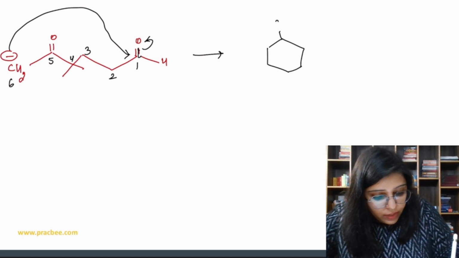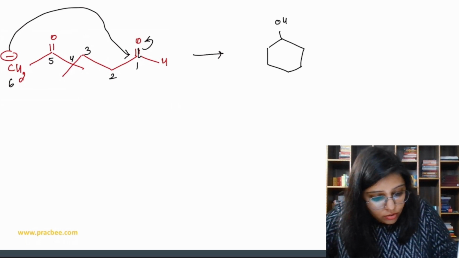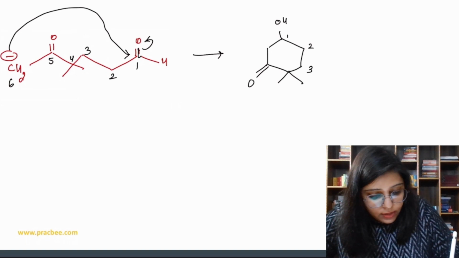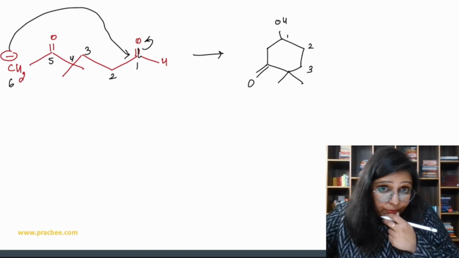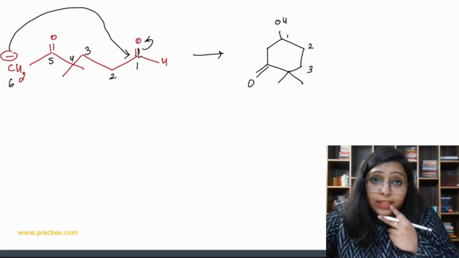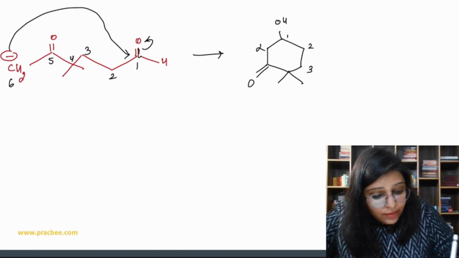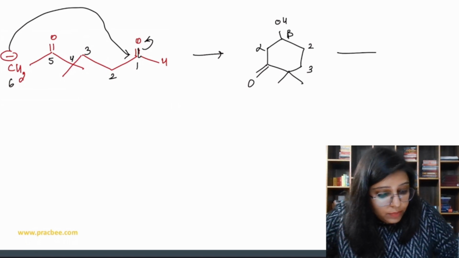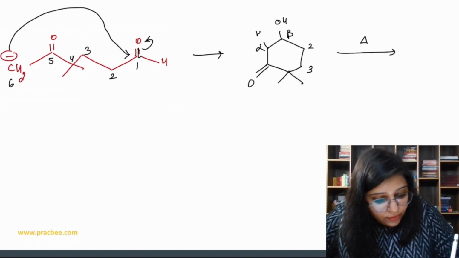So on one carbon we write OH. This is 1, this is 2, this is 3. On fourth we have 2 methyl group. Fifth we have double bond, and this 6 is CH2. Okay, this is CH2. This is alpha and this is beta. Now on heating, this is alpha and this is beta, so we have to remove this.